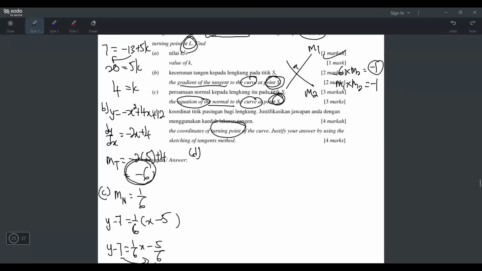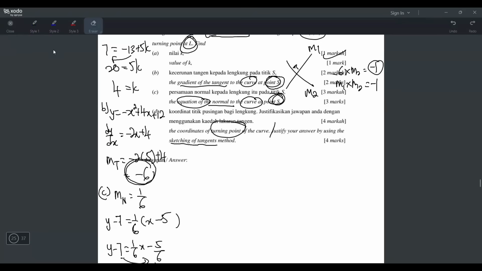And just now I already mentioned how, right? dy/dx equals 0. But then they say justify your answer by using the tangent sketching method. Okay, later I'll talk about the tangent sketching method. First, let's find the turning point first. Okay, let me explain a bit what the tangent sketching method is first.